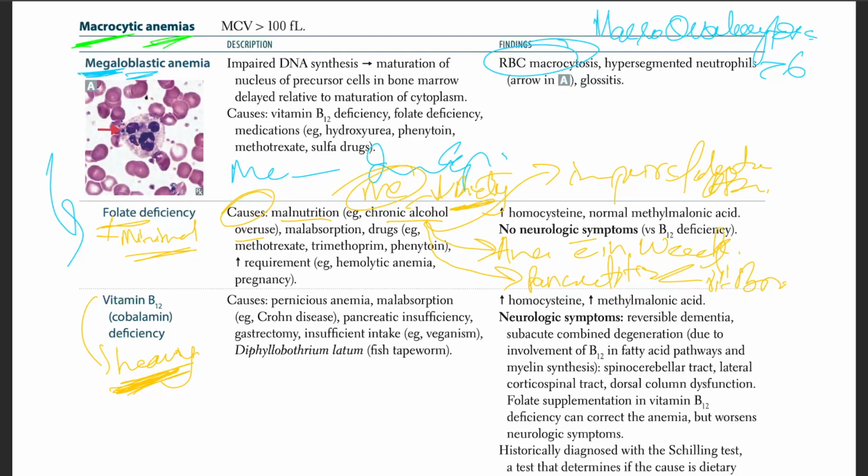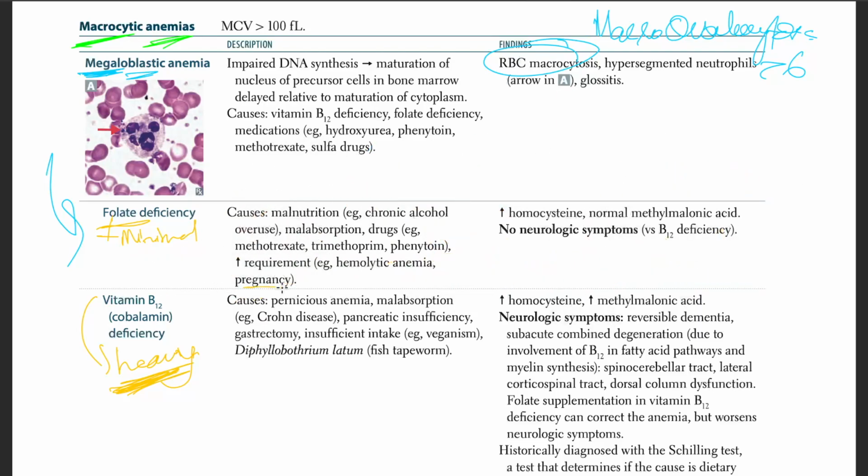And the second thing is malabsorption, and the drugs being methotrexate, trimethoprim, phenytoin. Then increase in requirement, for example, in hemolytic anemias, and in pregnancy. That's why you give folate in pregnancy, before you even start pregnancy, actually.